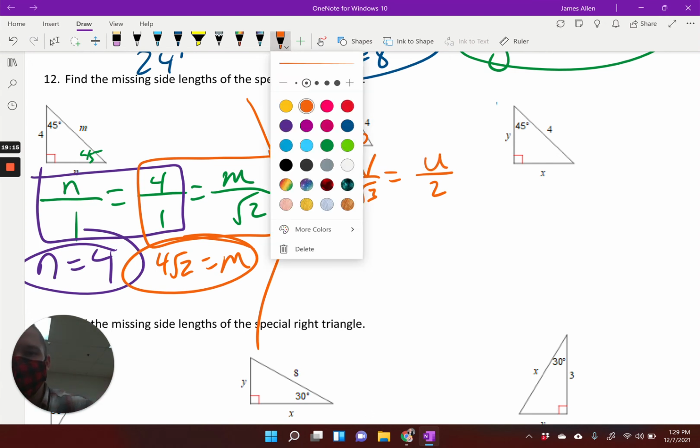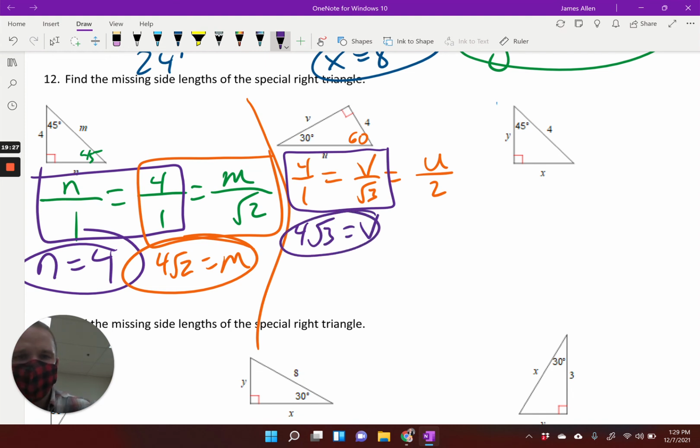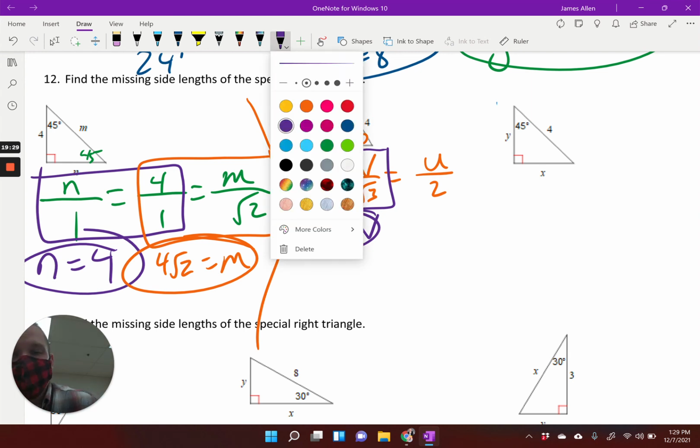All right. Now, we'll work with, we'll go purple again for the first one. We'll work with these two. So 4 root 3 equals V times 1. Oh, that's just V. I'm done. That's awesome. That one was just as easy.